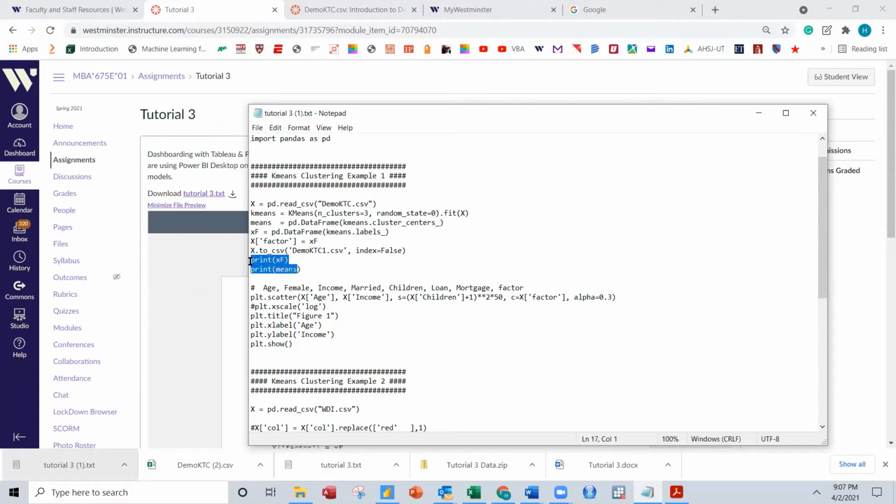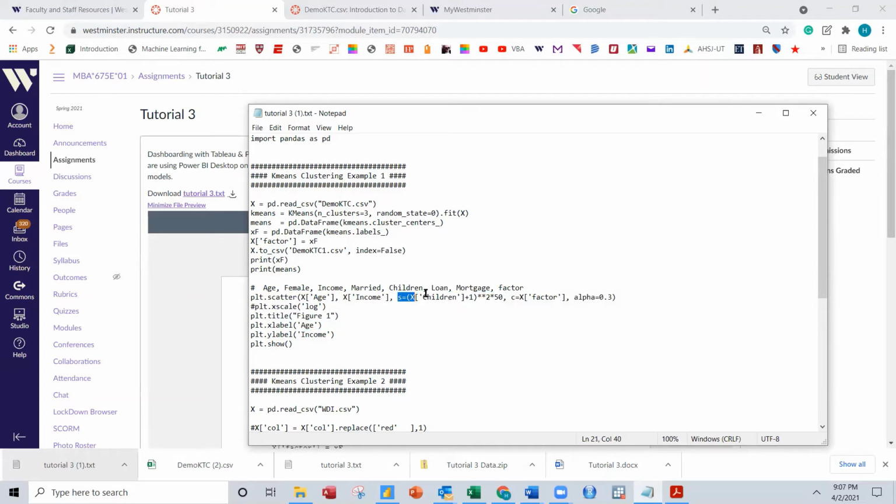So this adds that column, right? And then this prints out the means, the 3 sets of means. Actually, there's 3 means for each variable. There's 3 means for age, 3 means for female, 3 means for income, 3 means for married, 3 means for children, 3 means for loan, 3 means for mortgage, and 3 means for factor. And this does what? It scatter plots age versus income using the size.